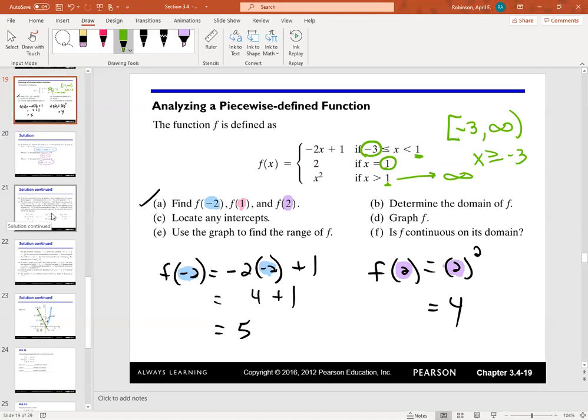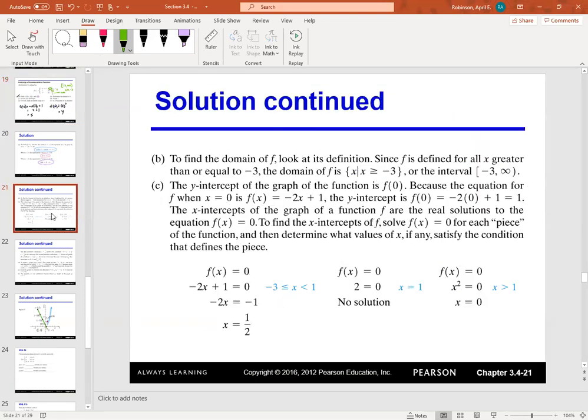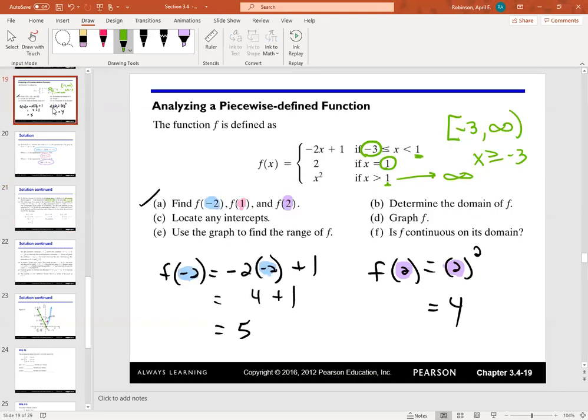So let me go to the next slide after that. There they are. X is greater than or equal to -3. And here it is in interval notation, -3 to infinity. So that takes care of part B.